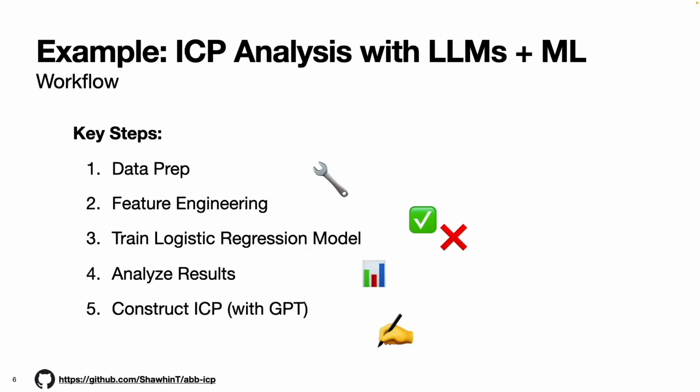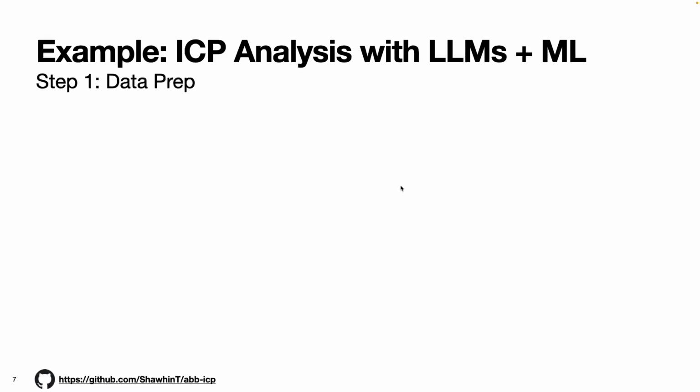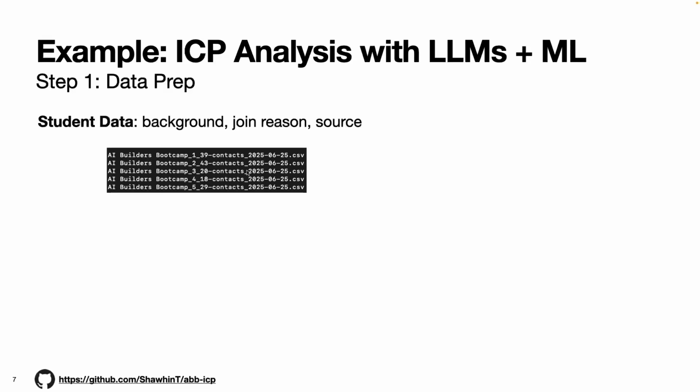And then finally, I synthesized a lot of data, gave it to GPT, and had it construct the ICP for me. So the first step is the data prep. This consisted of 3 main types of data. So I had student data, which included their background, their join reason, and source. This was across 5 different CSV files for 5 different cohorts, and then I merged all of that into a single CSV file called students.csv.